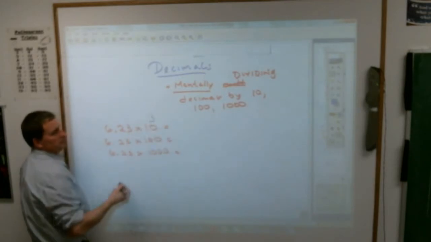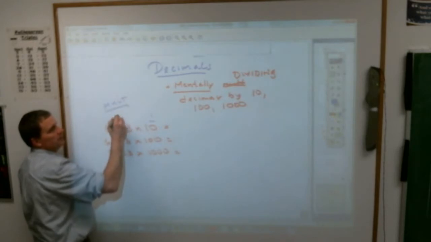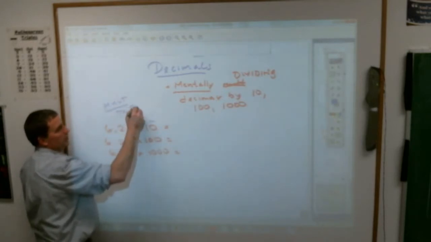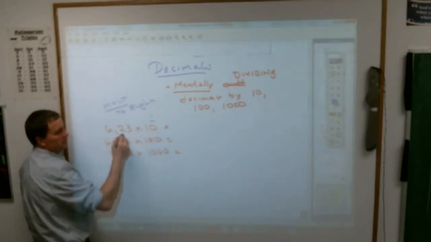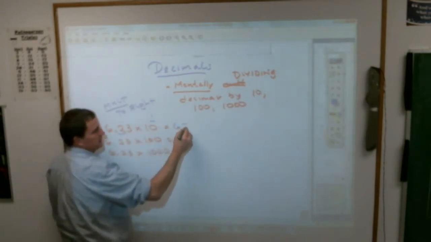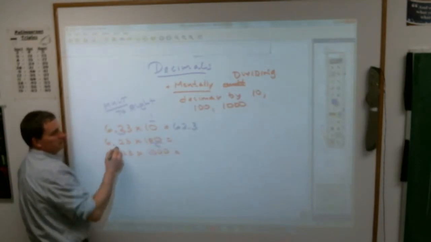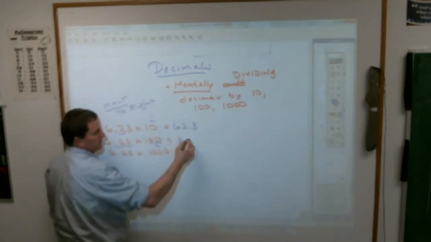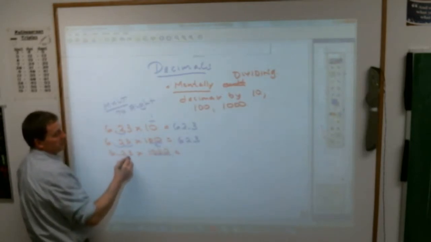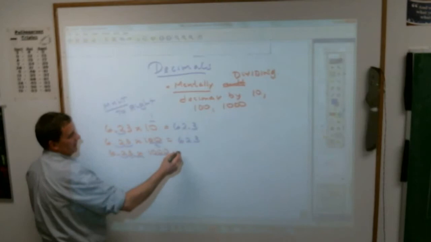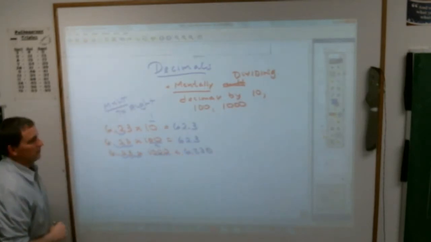Right, backwards? 1 zero means you move the decimal to the right. When you multiply, you are moving the decimal to the right. Okay, so 1 zero means I move this one place to the right, and the answer is 62.3. 2 zeros means I move it 2 places to the right, and it's 623. 3 zeros means I move it 3 places to the right, and you actually have to add a 0 because you ran out of places at 6,230.